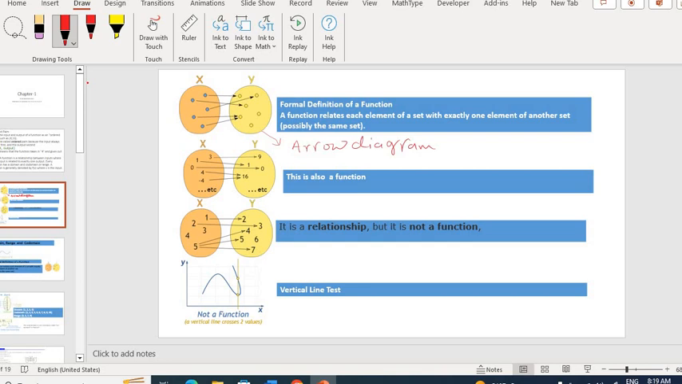This is also called output. See that this maps to this one. So an element which is mapped here from x to y, that means this point, this point, this point, this point, these terms are called the range, and including all, it is called the codomain. So here the domain is this one and the codomain here. The formal definition: a function relates each element of a set with exactly one element of another set, possibly the same set. That means a function is a relation where if you put in one input and get exactly one output, then that type of mathematical relation is called a function.